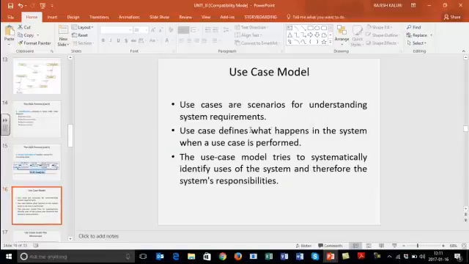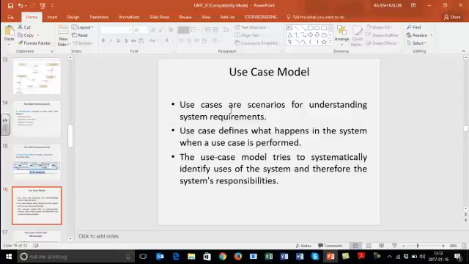Use cases are the scenarios for understanding system requirements, and also it defines what happens in the system when a use case is performed. And then the use case model tries to systematically identify users of the system and therefore the system responsibilities. So these are the three major points which need to be represented under use cases.